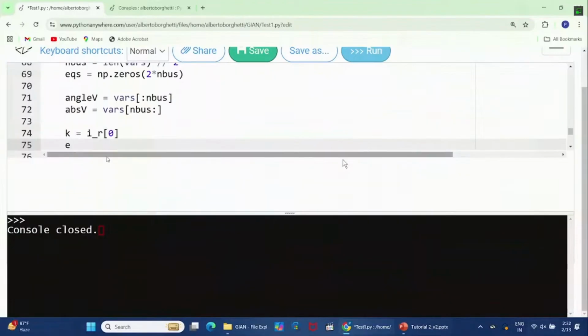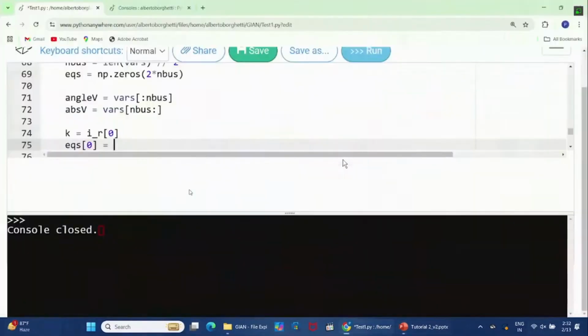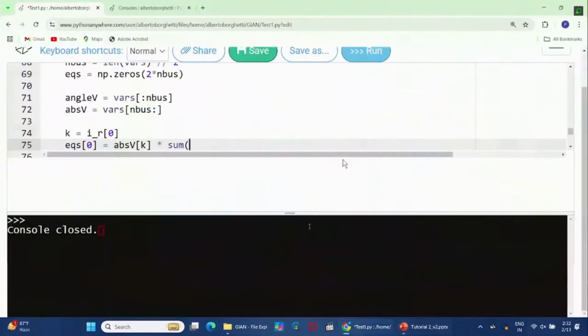So EQS. I'm starting with the first equation. So for Python it is the element 0. And then I will write the active power, so this equation here. So it is the voltage abs of voltage in bus K that we have here. And then it is multiplied by the summation. And you see that here we have the summation of deviation of Vm.